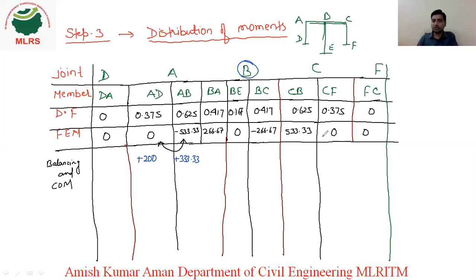So we need to balance them. Again we will add these two, 533.33, and distribute this according to the distribution factor mentioned here with opposite sign. When you distribute this, you will get here minus 333.33 and here minus 200. Now the next step is the carryover moment. Half of the moment will be carried over here as minus 100. For this, half of the moment will be carried over here as minus 166.67.